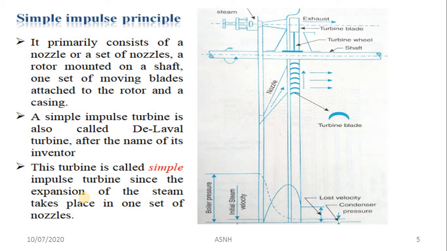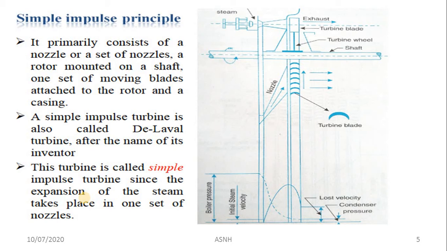Basically, there are two parts of the impulse turbine. The first is the nozzle and the second one is the moving blade. The main function of the moving blade is to absorb the energy of the steam, and after rotation we will get the mechanical energy in terms of the shaft rotation. The blades of the steam turbine are mounted over the shaft.